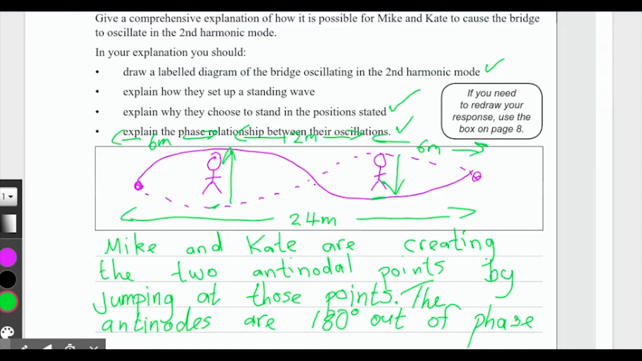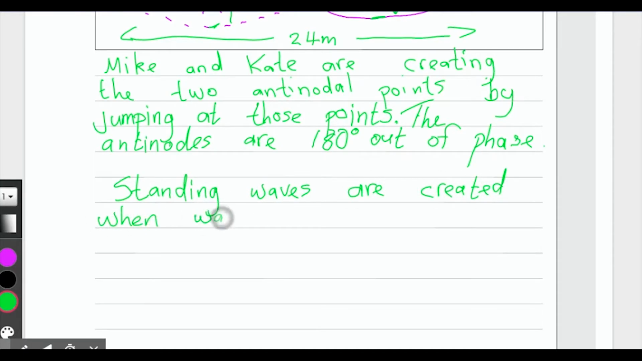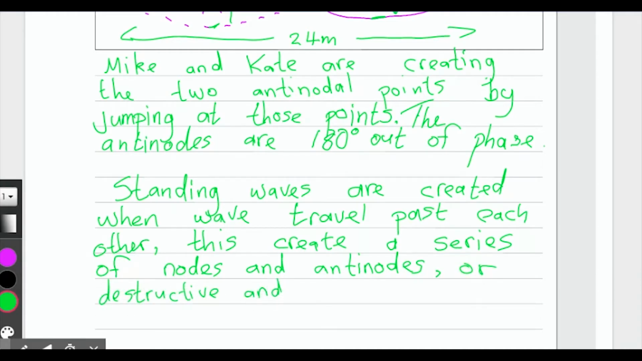Now, it's always worthwhile, and they've basically asked us to do this, explain exactly how a standing wave is created. So, standing waves are created when waves travel past each other. This creates a series of nodes and antinodes, or destructive and constructive interference, respectively.